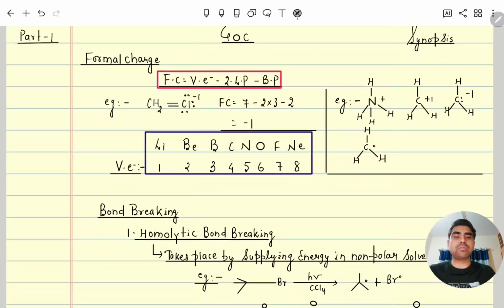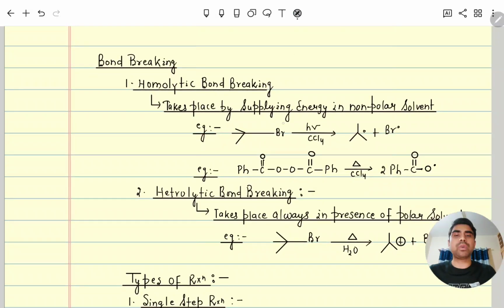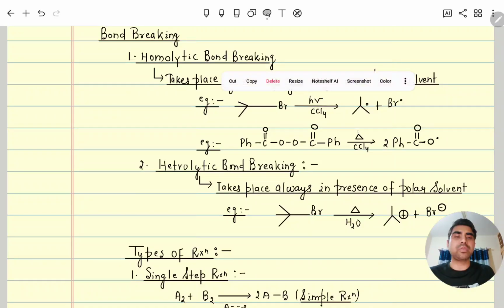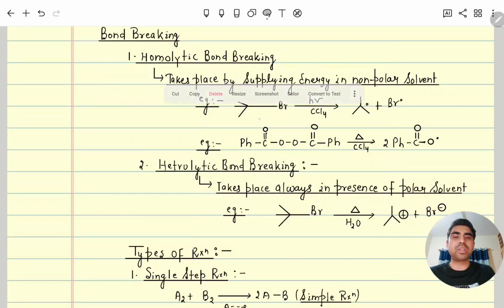In organic chemistry, we break a bond in two ways: one is homolytic bond breaking and another is heterolytic. Homolytic bond breaking happens in a non-polar solvent like CCl4 in presence of heat or hv. This bond breaks, with 1 electron going to each side, so free radicals are generated. Here also this bond is weak because of lone pair repulsion, the peroxide bond, so radicals are generated. This is homolytic bond cleavage.